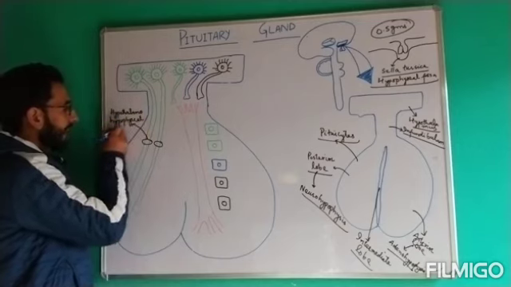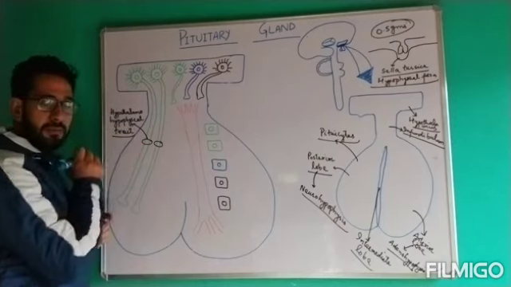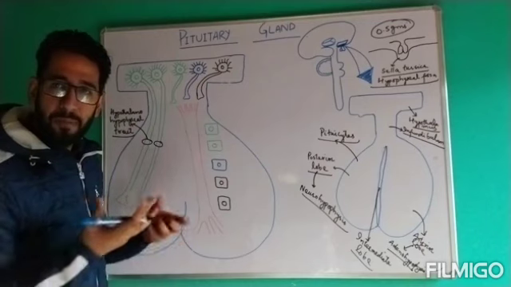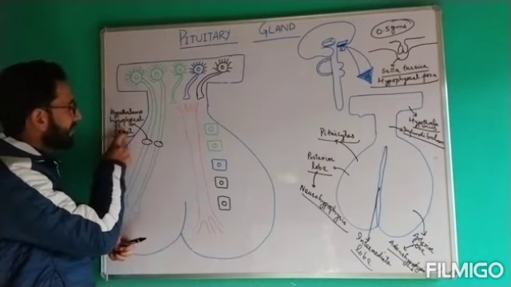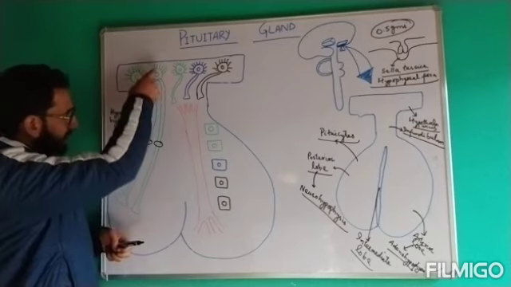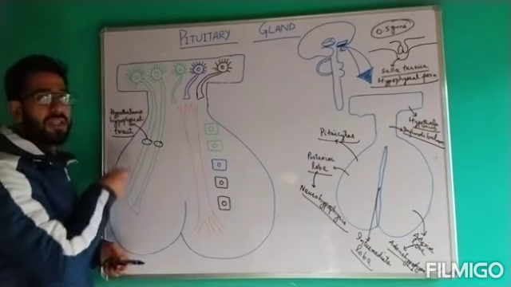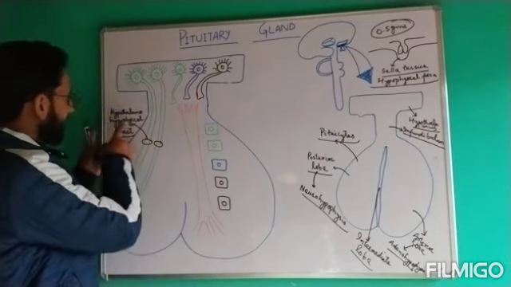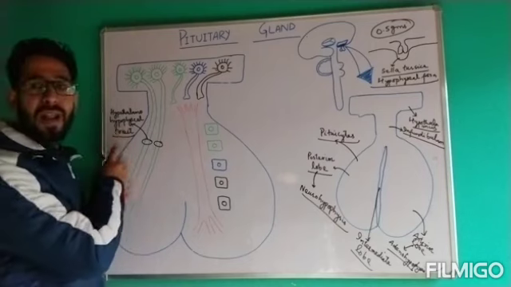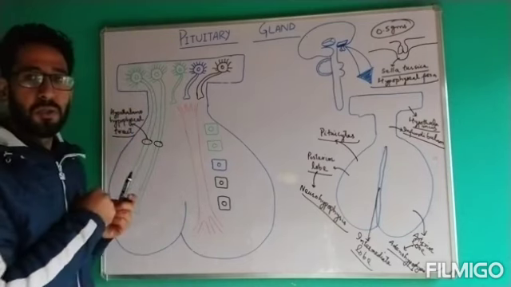Hypophyseal tract. Hypophyseal means hypophysis, which is the name of the pituitary gland. So it is called the hypothalamo-hypophyseal tract, the tract which is coming from the hypothalamus down into the posterior pituitary gland. Okay, so this is the connection. This hypothalamo-hypophyseal tract is the connection between the hypothalamus and the posterior pituitary.